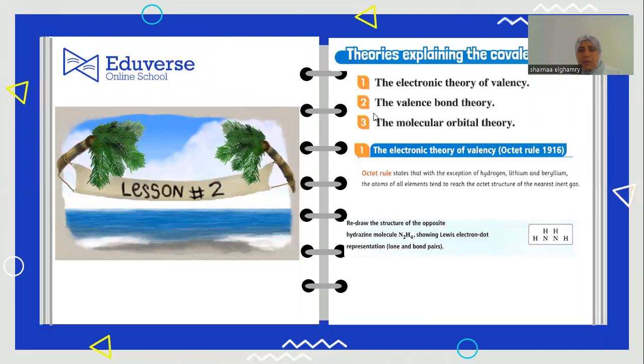Redraw the structure of the hydrazine molecule showing the Lewis electron dot representation. So I'm going to put the electrons of nitrogen. Nitrogen is surrounded by 5 electrons, so it's 1, 2, 3, 4, and here 5. For another nitrogen, it's 1, 2, 3, 4, and here 5. For hydrogen, shared by 1 electron.